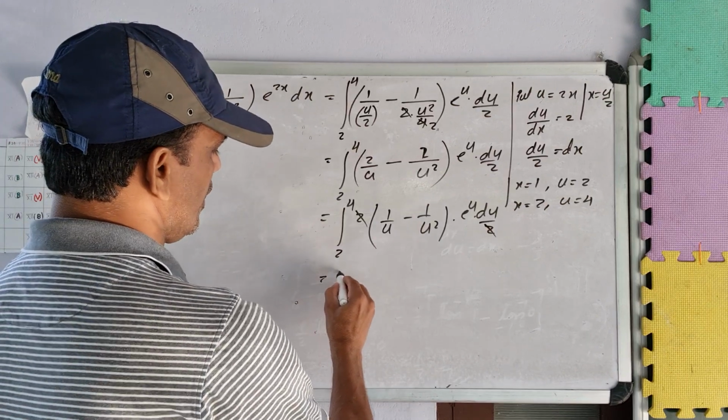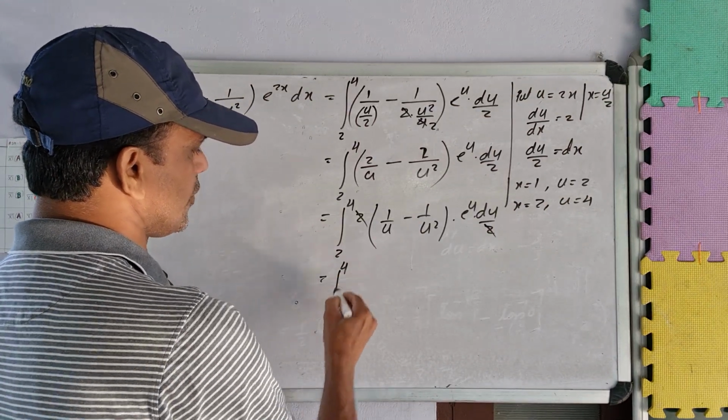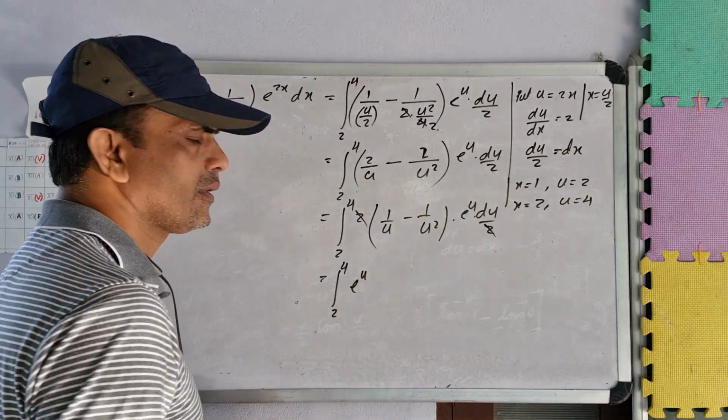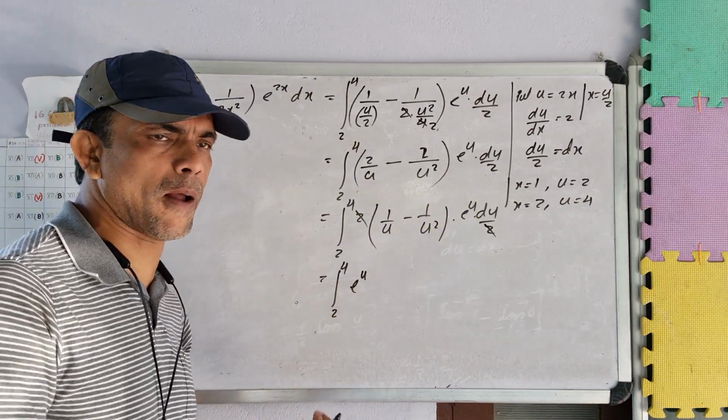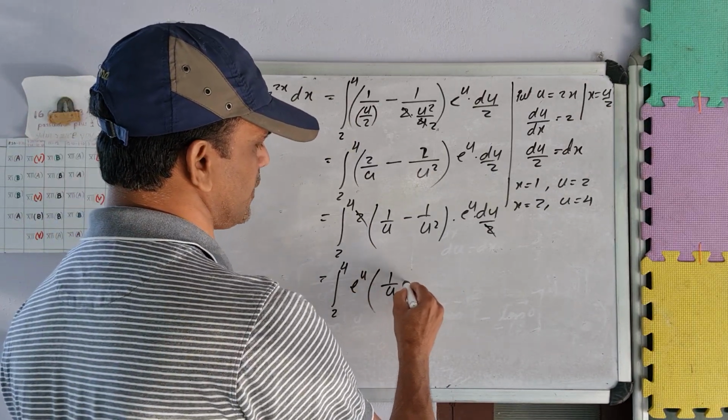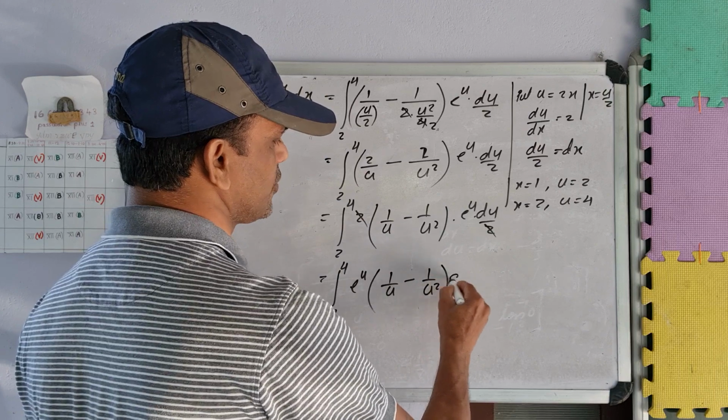Now, in the integral from 2 to 4, I plan to write this term first. So e raised to u, I write it first. What's the problem? There's nothing. So e raised to u times (1 over u minus 1 over u squared) times du.